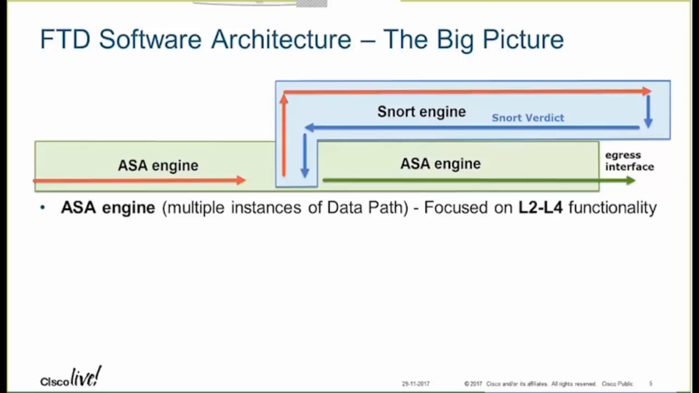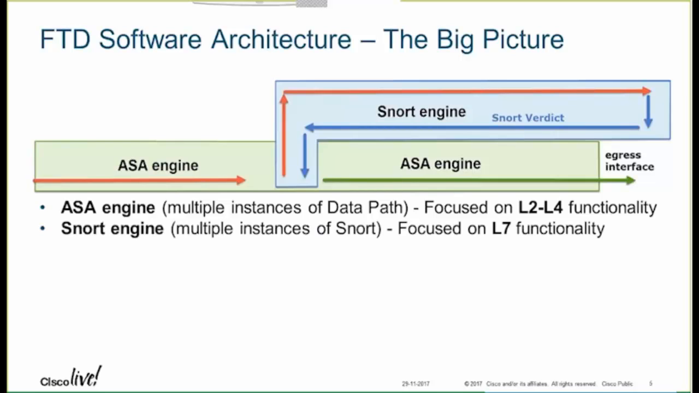So, it's again mentioning the same thing here. The ASA engine would have multiple instances of data path processors running, and the ASA will be mainly looking into the layer 2 to layer 4 functionality. So all TCP checks, all routing, and any layer 2 functionality is all going to be performed by the ASA engine. And then the traffic will be sent to Snort.